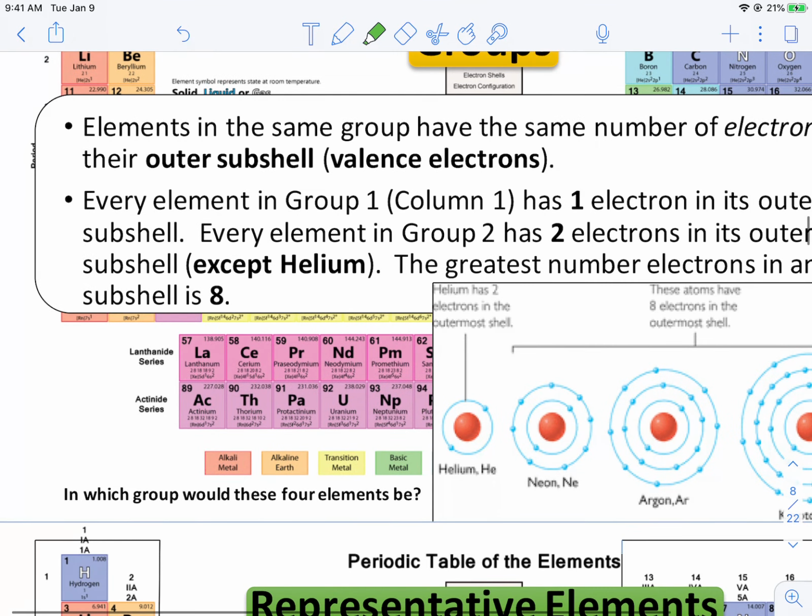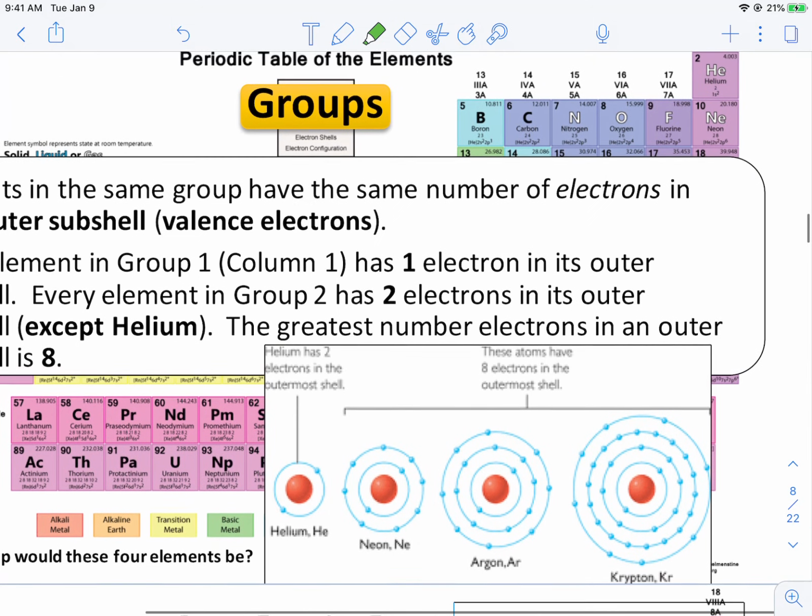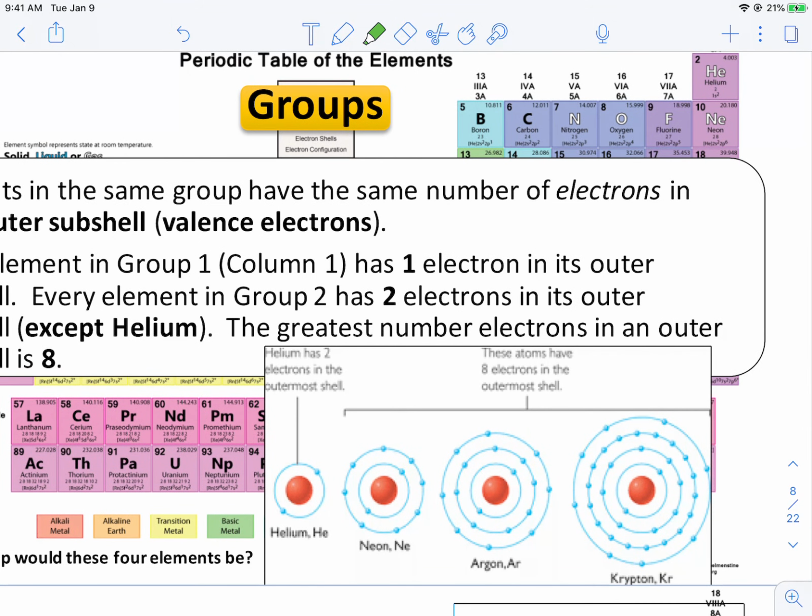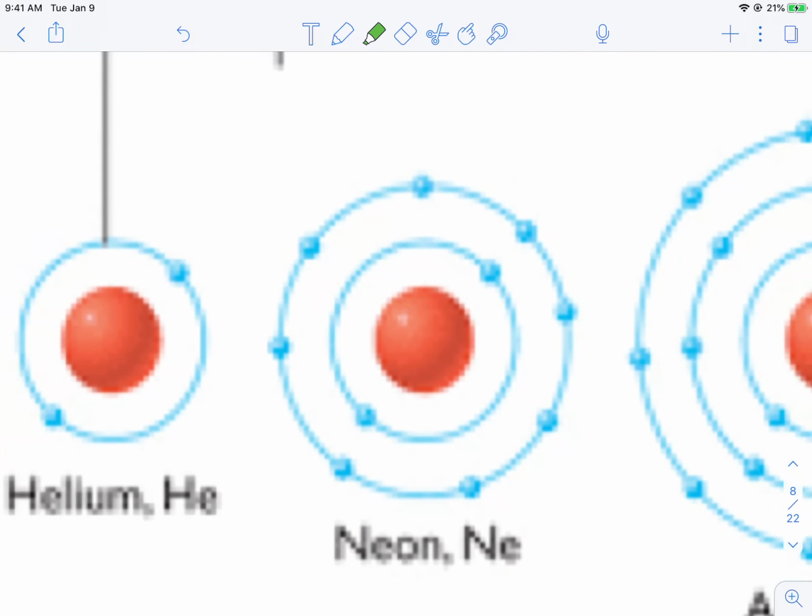Okay, the groups have something else. They have something called valence electrons. So what do I do about this? Well, the valence electrons have a certain number of electrons on the outermost subshell of an atom.